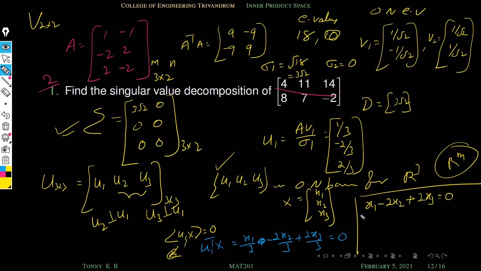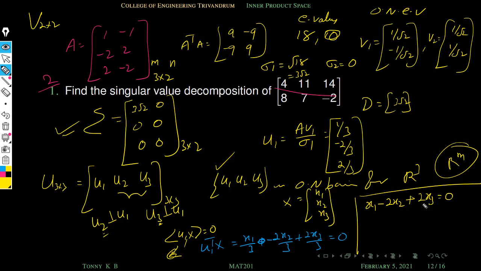You got it? So u2 and u3 are orthogonal to u1 means we have to find two vectors of the form x1, x2, x3 such that x1, x2, x3 satisfies this equation. Because this vector is orthogonal to u1 means this vector x satisfies this equation. This equation means u1 transpose x is equal to 0. So upon simplification we get x1 minus 2x2 plus 2x3 equal to 0. We can easily solve this equation because we have only one equation and three variables.